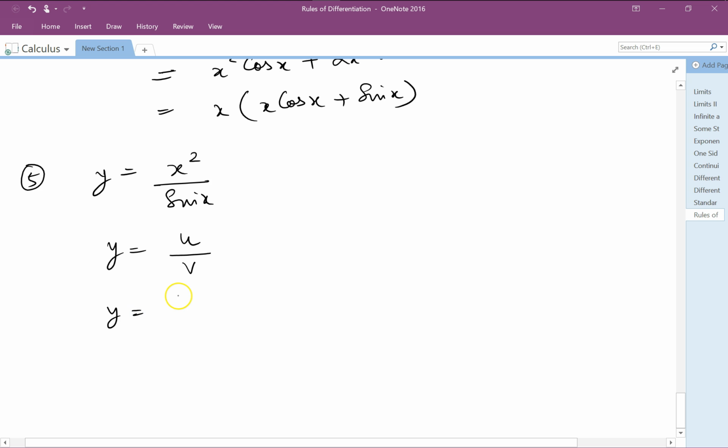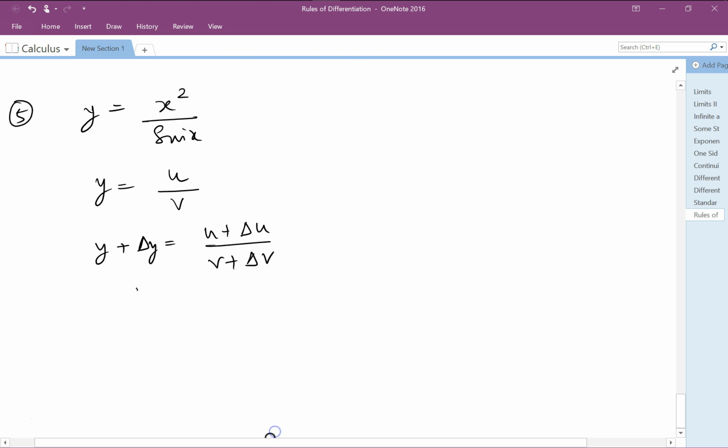So y plus delta y is equal to u plus delta u by v plus delta v. Now let's bring in y is equal to u by v. Let's subtract it. So these two disappear.